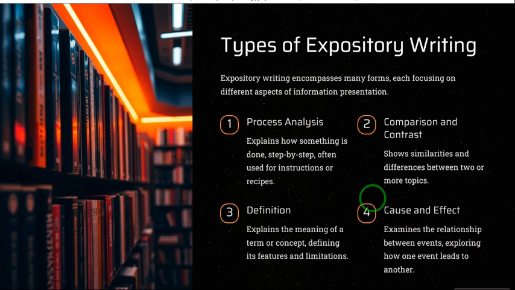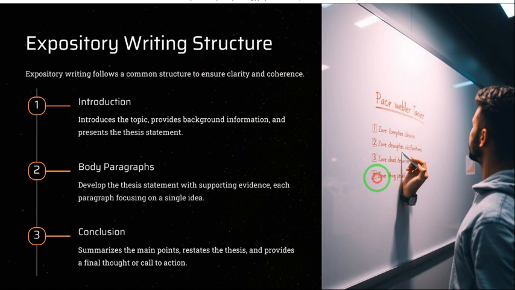Types of expository writing. We have process analysis, comparison and contrast, definition, and cause and effect. These are the types of expository writing. When we have a process analysis, it means we explain how to do something step by step. Comparison and contrast, we list the similarities and the differences. Definitions, we give concepts, we give explanations of a certain term or something that has emerged as a concept, or cause and effect, the relationship that we already know from before.